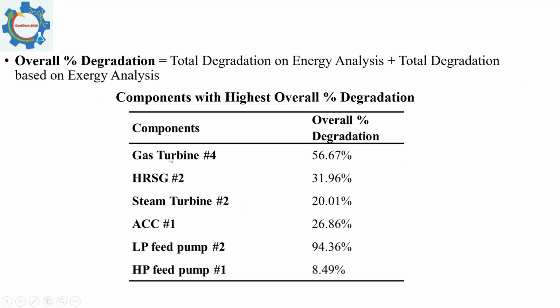It showed the gas turbine number 4 with the highest level of overall degradation, HRSG number 2, steam turbine number 2, air-cooled condenser number 1, low pressure heat pump number 2, high pressure heat pump number 1. So these were basically what we found from this work.